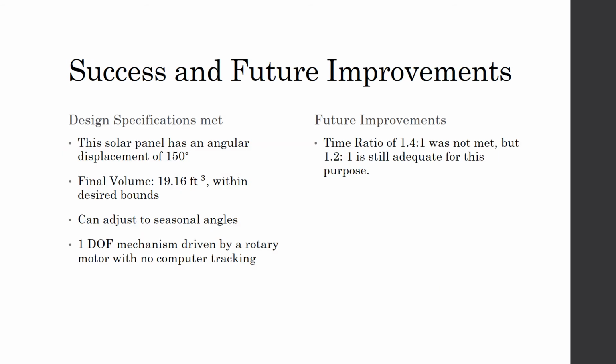First, looking at the success of our project, we did meet a lot of the design specifications set out. The first being that the solar panel does in fact have an angular displacement of 150 degrees to properly track the sun from east to west. Furthermore, we have a final volume of around 19 feet cubed, which was within our desired bounds of 25 feet cubed. We can also, as seen before, adjust to our seasonal angles, and our primary design specification of having a 1 degree of freedom mechanism driven by a rotary motor was met.